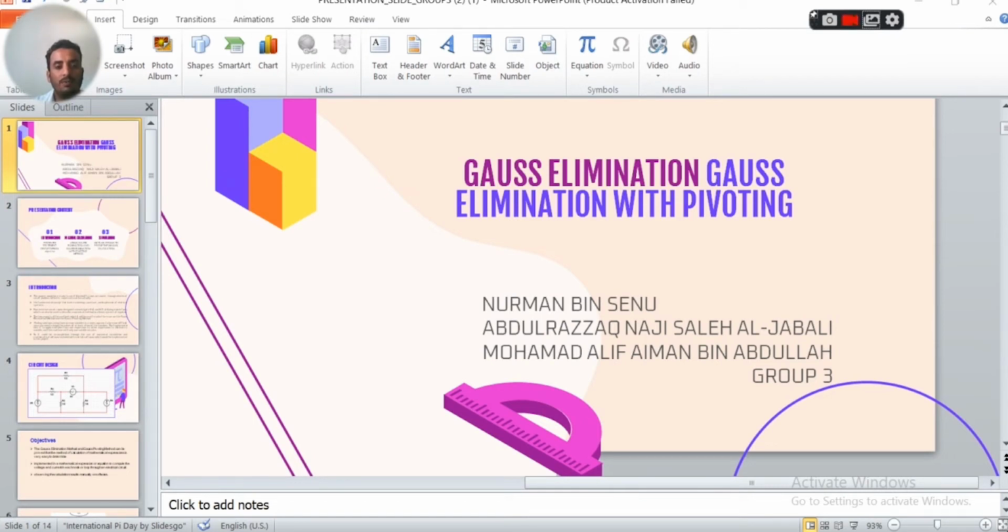So I'm going to do the presentation for the first part of our group assignment, which is the usage of the Gauss elimination method and the elimination method with pivoting. In this project, we have chosen a problem about an electrical circuit system, and we apply KVL and KCL and solve it through the numerical methods of Gauss's elimination method and elimination method with pivoting. Our group consists of Norman Bonsinni and Muhammad Alif Ayman.